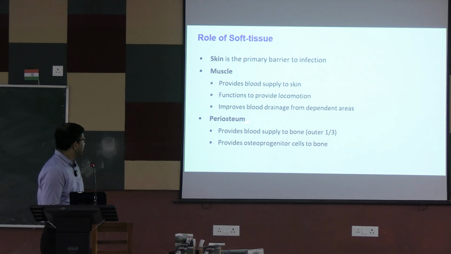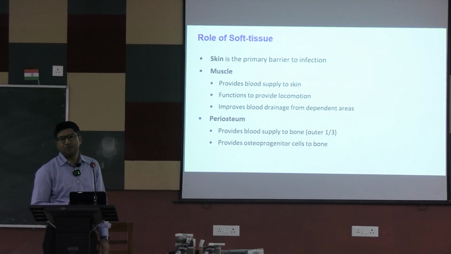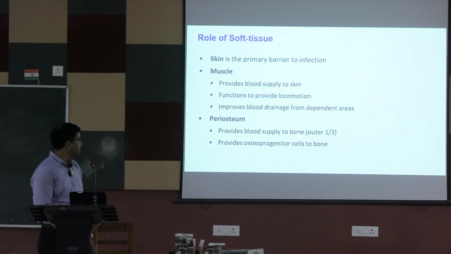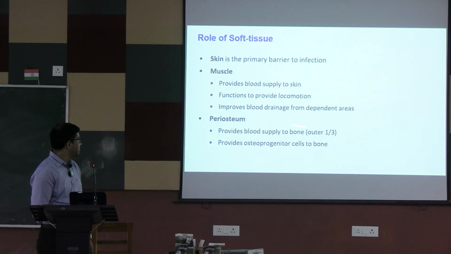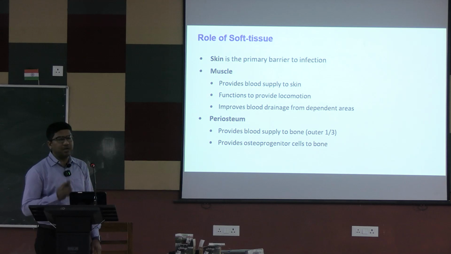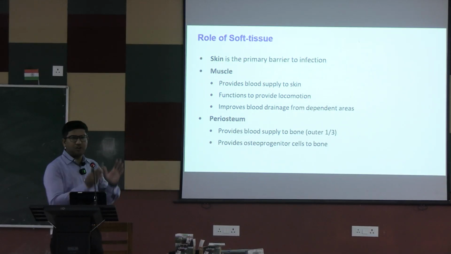The periosteum not only supplies blood to the outer third, but it is a source of osteoprogenitor cells. This is important for the healing of the bone, for the callus formation. These osteoprogenitor cells differentiate, form the soft callus, and that remodels to hard callus. So periosteum serves these two important functions. We have to protect the periosteum, we have to protect the soft tissues. Never think of a fracture as an isolated thing. You have to protect the tissues, you have to treat the tissues.